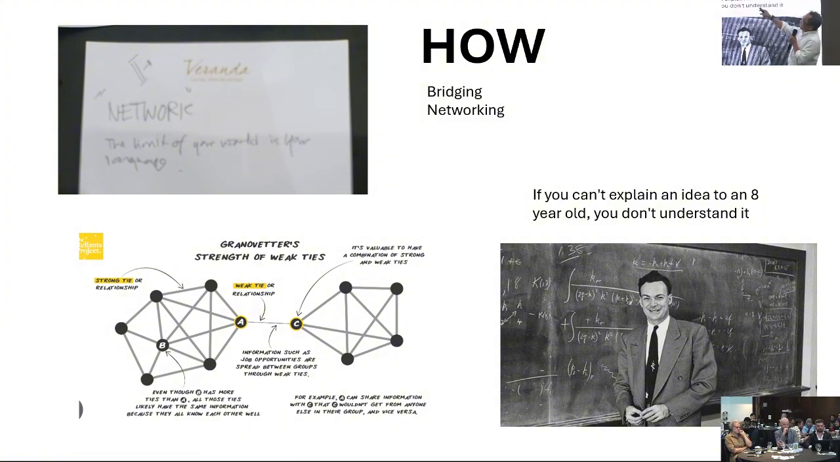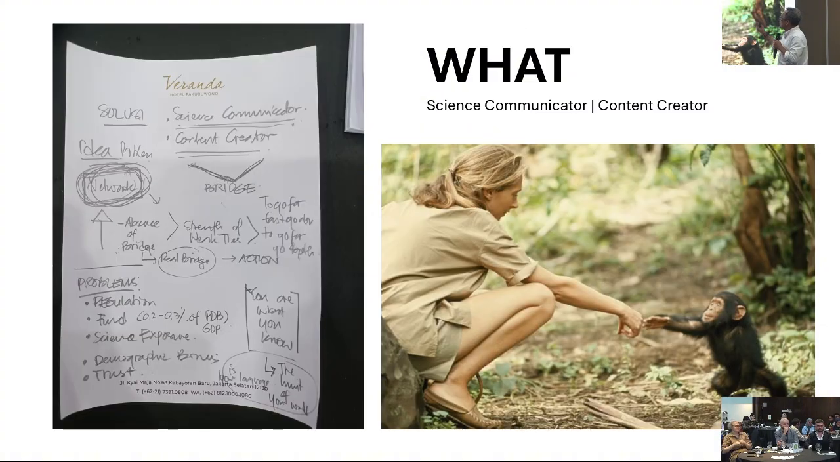So our idea is to bridge and to network. If you can't explain an idea to an 8-year-old, you don't understand it. It's Richard Feynman, by the way. So we agree that what we want is to make science communicators. We want to make as many science communicators as possible.